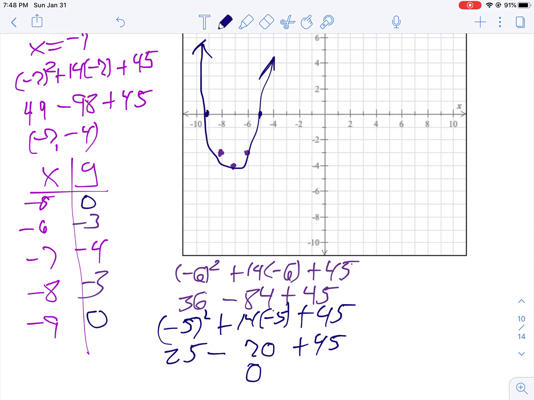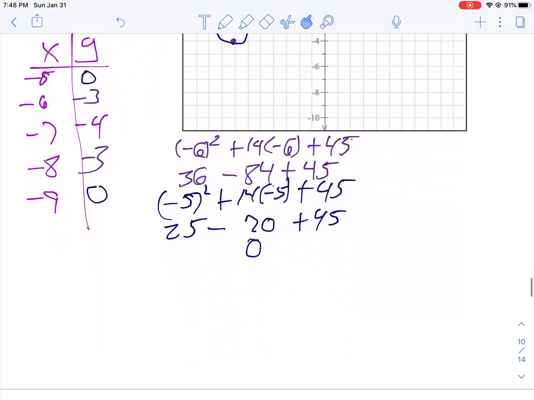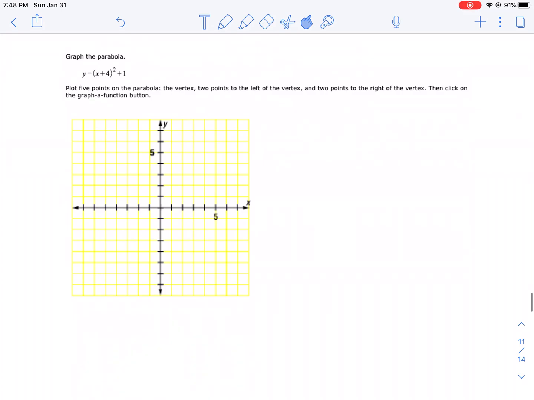And then, what are your zeros? Well, your zeros are where they cross the x-axis. So x equals -5 or -9. But you have to graph this one because that's what it tells you to do. Okay, let's graph this problem.